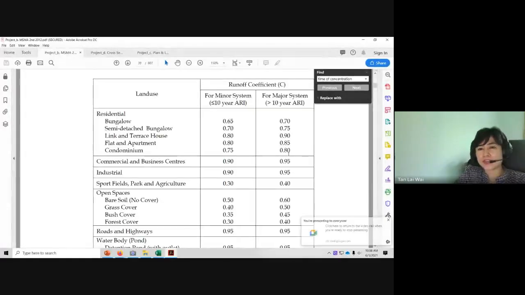Saya tak present lagi. Belum doktor. Okay. Alright. You nak cari C yang dekat rational method kan? Betul tak? Ni kan jadual dia kan? Betul tak? Jadual ni yang digunakan run-off coefficient kan?